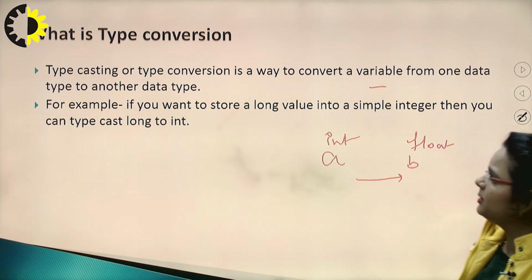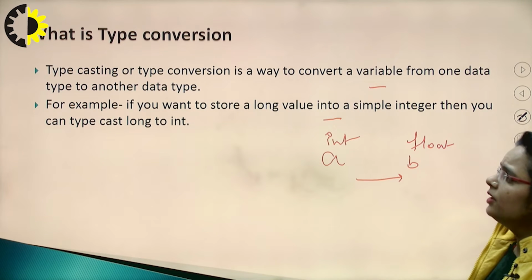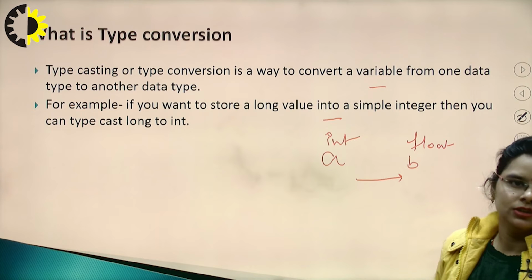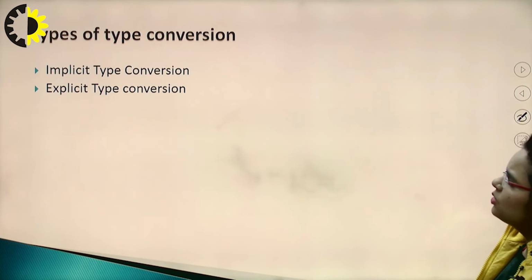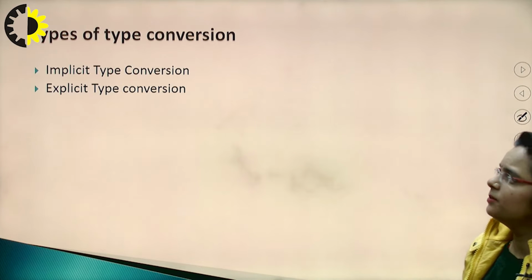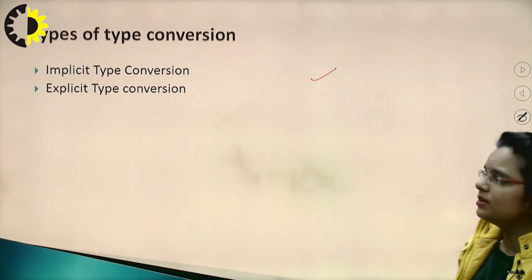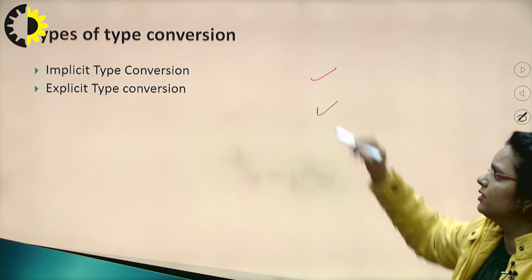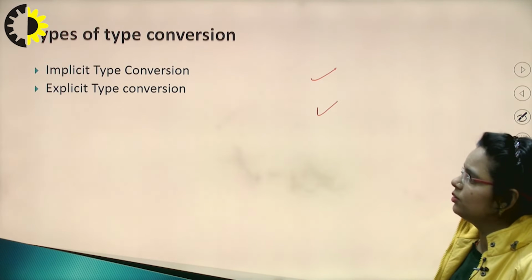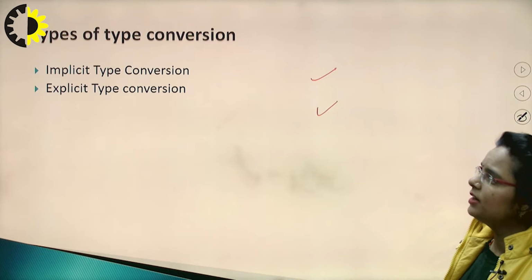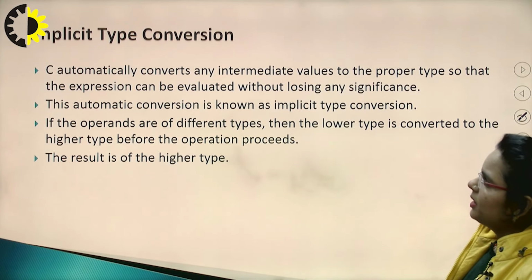We'll see some examples. If you want to store a long value into a simple integer, you can typecast long to integer. This is how it is done. Basically there are two types of type conversion: implicit type conversion, which is done internally by default by the compiler, and explicit type conversion, which is done by the user. So this is basically user defined type conversion, and implicit type conversion is internally done by the compiler.